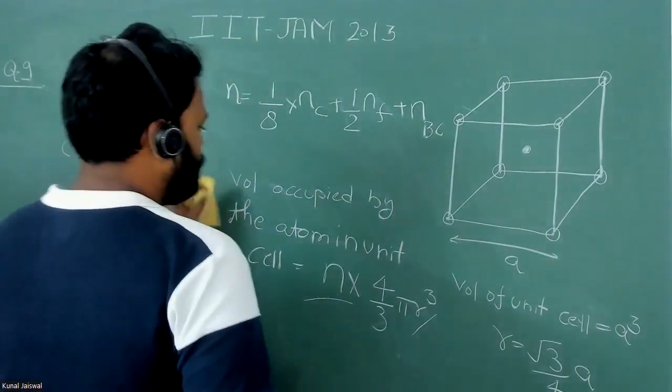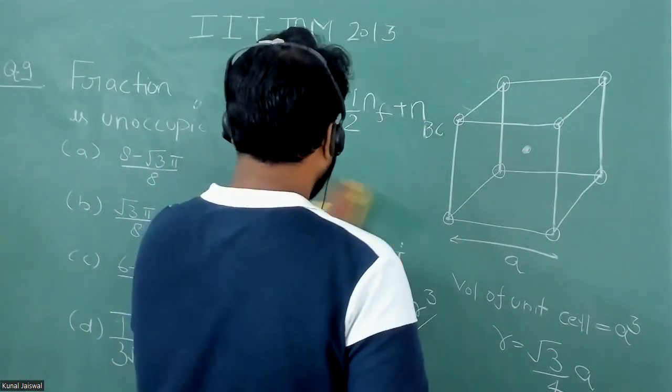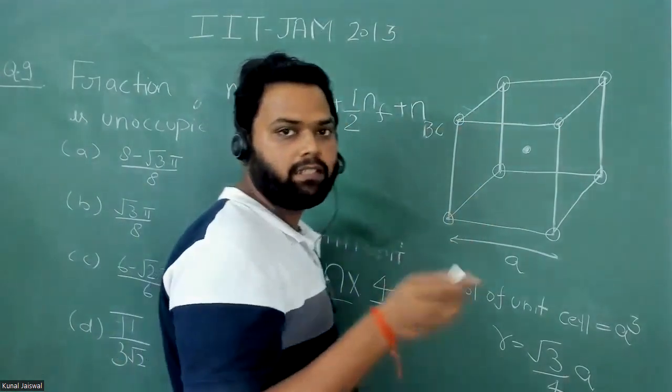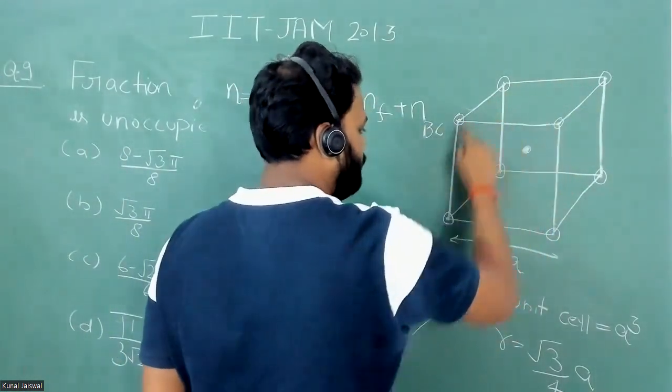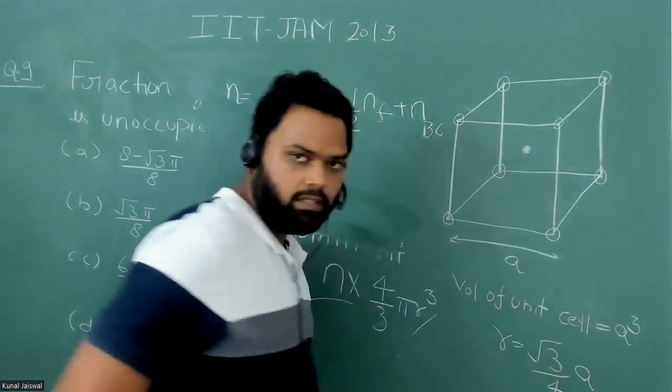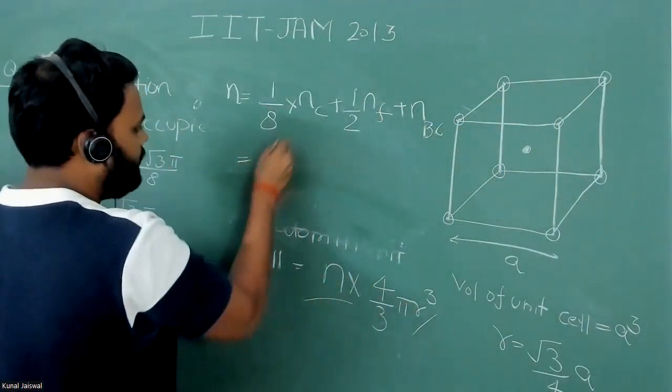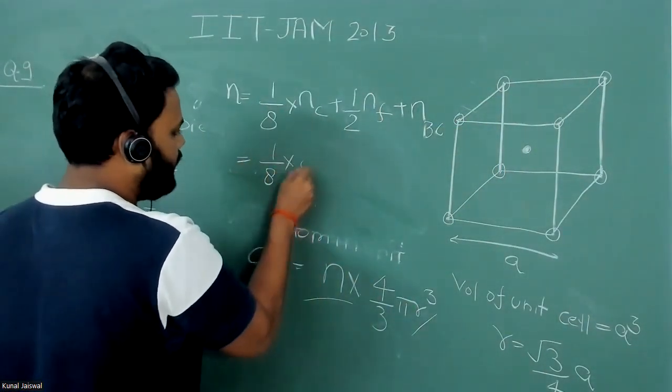Okay. So if we see the BCC structure, how many atoms are present at the corner? 1, 2, 3, 4, 5, 6, 7, 8. Okay, so the number of atoms is 8. So 1 by 8 into 8.